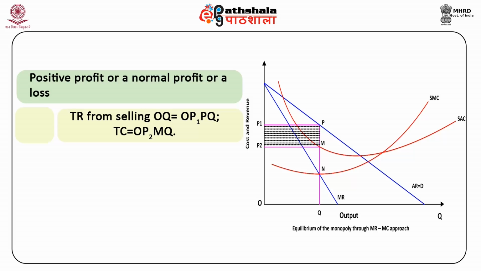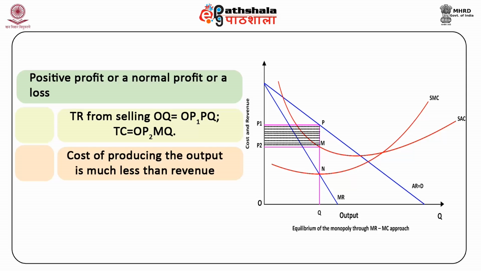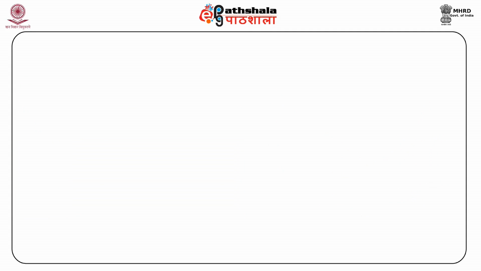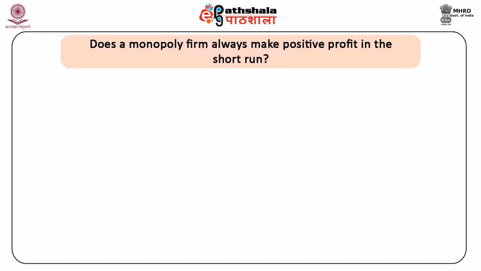is OP2MQ. Here, clearly, the cost of producing the output is much less than the revenue which the monopolist earns after selling it to its customers. Hence, the rectangle P2P1PM is the positive profit or the supernormal profit which a monopolistic firm earns in the short run. The next question which arises at this point is: does a monopoly firm always make positive profit in the short run?